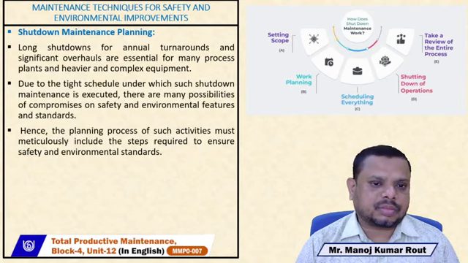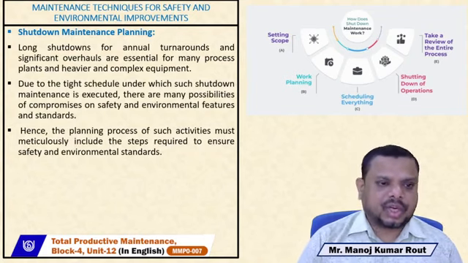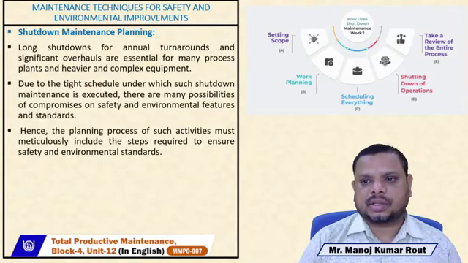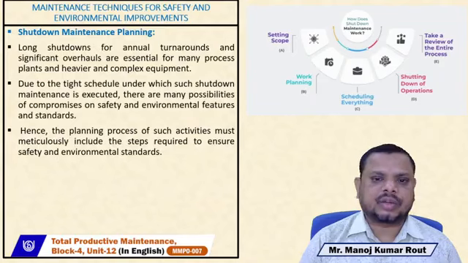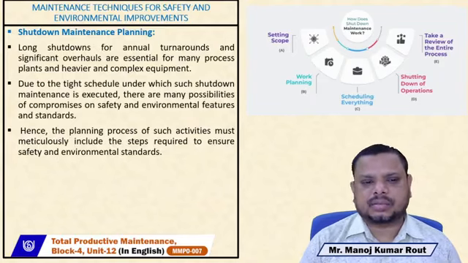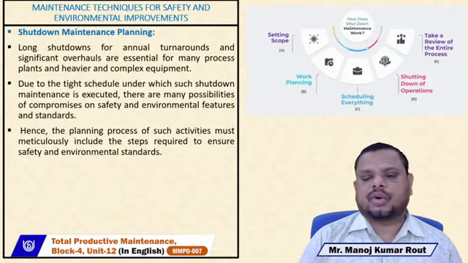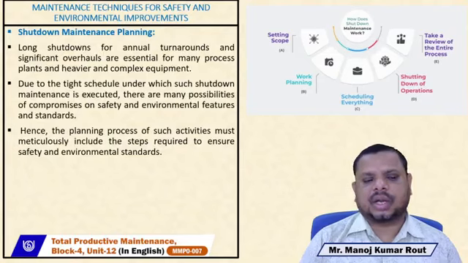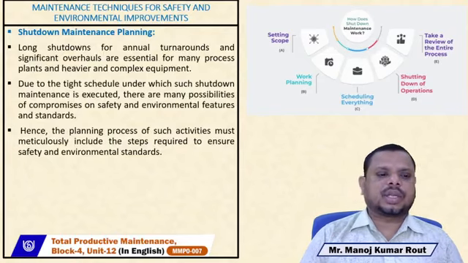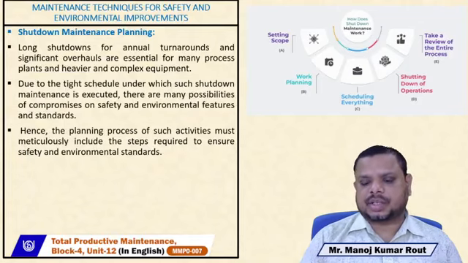As you know, shutdown maintenance requires a large amount of capital investment, and it directly influences the production process. So whenever they go for shutdown maintenance planning, they have a tight schedule. Within that given time period, they may compromise on safety or environmental standards. But the thing is that whenever you plan the process, you have to meticulously include the different steps to ensure safety and environmental standards.